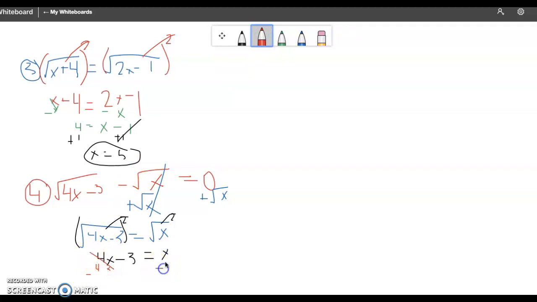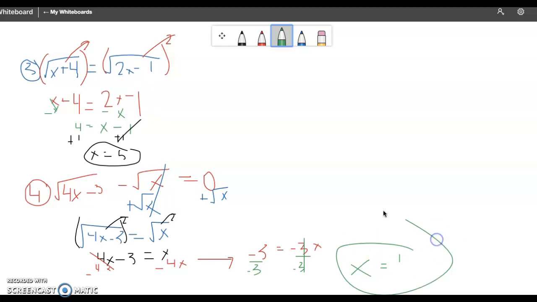Cancels out. And I'm running out of room, so I'm going to write it next to it. We're going to have negative 3 is equal to negative 3x. And the last step to get x by itself is we're going to divide by negative 3 on both sides. And we're going to be left with x is equal to positive 1. There you have it.